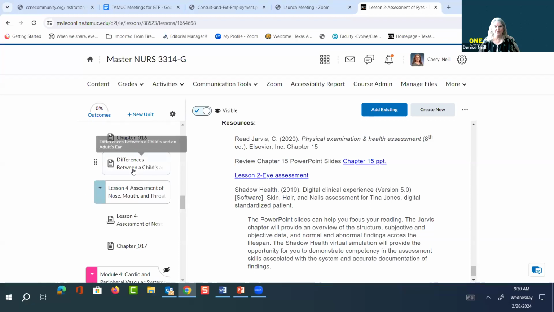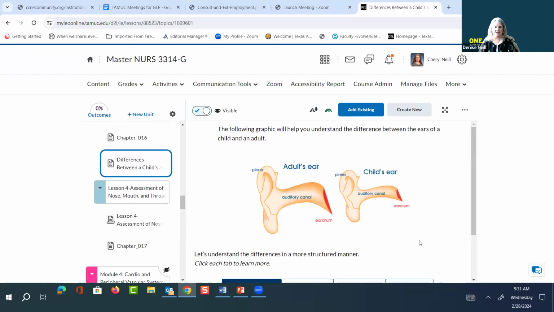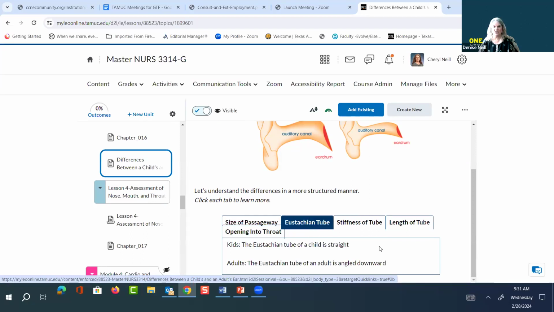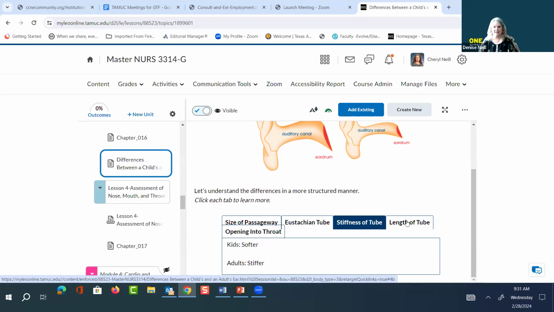But if you go down to lesson 3, which looks at the ear, then we created a table so that it's easy for looking at the differences in the structure. They can look at the size of the passageway, what its opening is like, what the eustachian tube looks like, what's the stiffness, and what's the length. So at least it gets them involved. And we have some that are more interactive, but they don't always show well when I'm sharing a screen, so I didn't pick those.